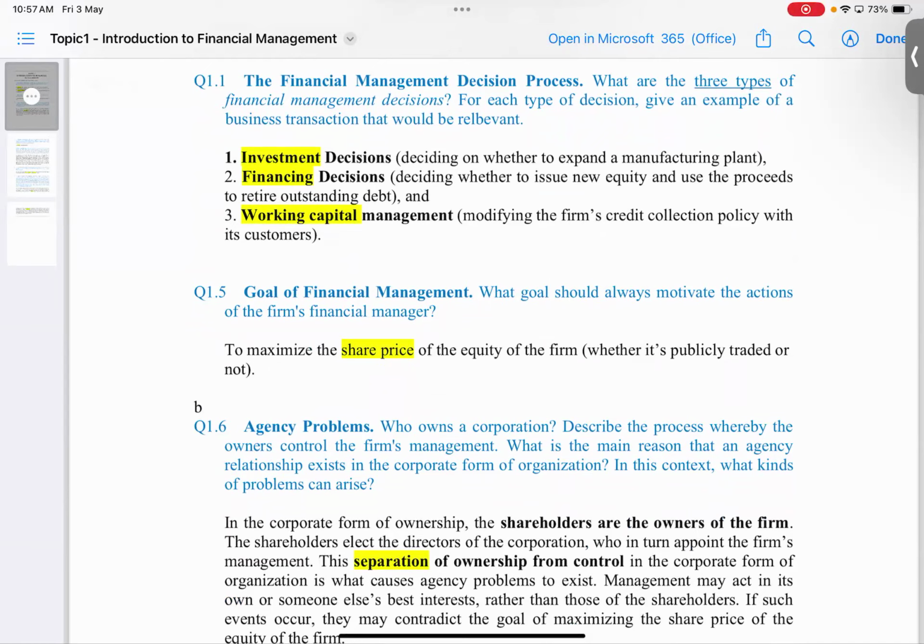The first one is investment decision, which is about the purchase of fixed assets, like purchasing a factory, purchasing equipment, purchasing technology.